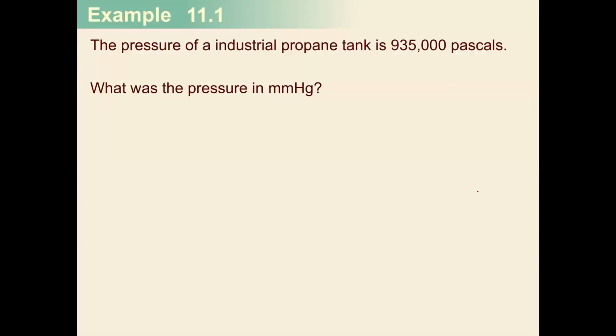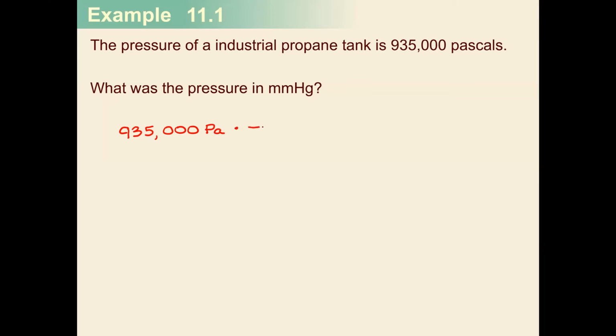So let's try a couple of examples. The pressure of an industrial propane tank is 935,000 pascals. What is this pressure in millimeters of mercury? So the first thing that we want to do is write our original unit. So that is 935,000 pascals. Now, it's important that you use the atmosphere as your intermediate unit for our cancellation. It can be very difficult to remember exactly how many pascals there are in millimeters of mercury, but we can always go to atmospheres and have one extra step.